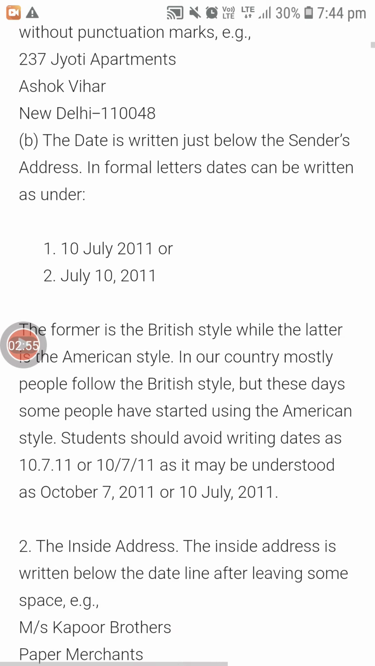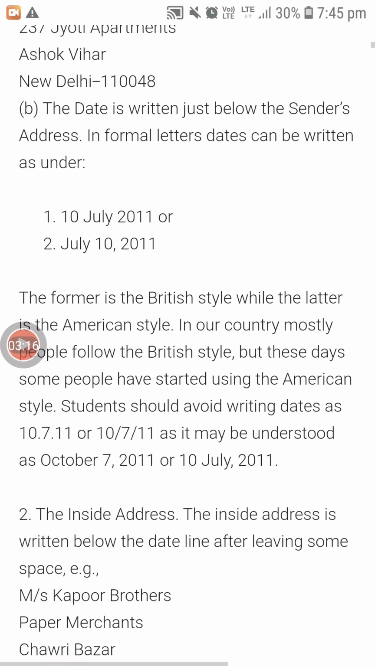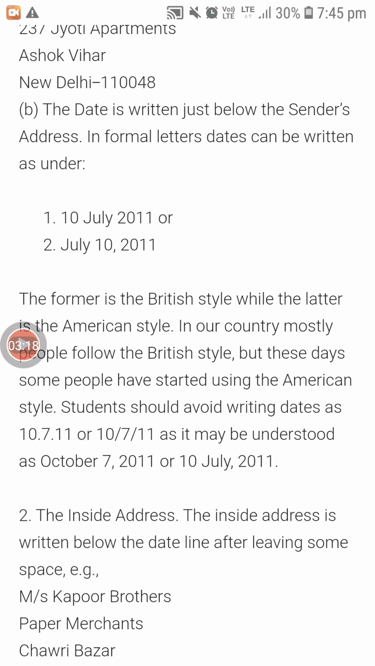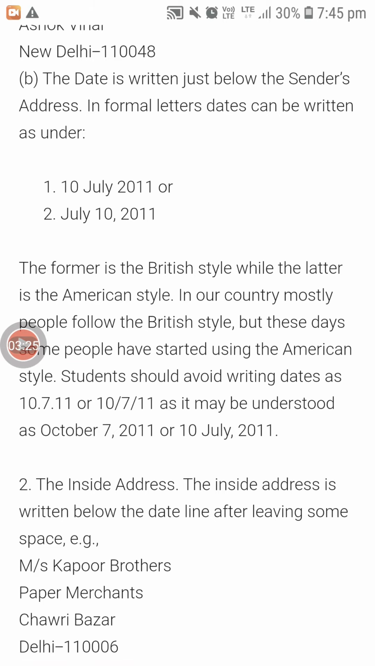So date formats are like, one is the British style, that's given here. So 10 July 2011, that we call the British way to represent the date. And then comes the American style, where the month will come first, and then the date and the year. So at present we are actually opting for this second option. So July 10, 2020 you can write like that.